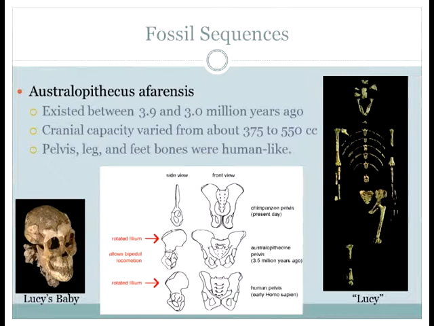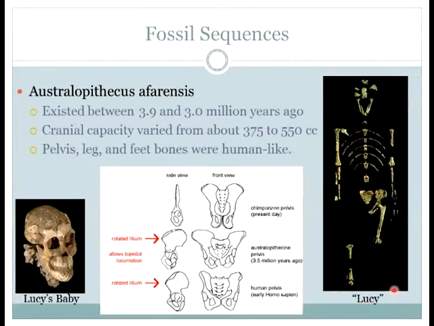So let's take a look at the first one we're going to look at, and that's Australopithecus afarensis. Australopithecus afarensis is considered to be an ancestor of ours. You can see here that Australopithecus afarensis existed roughly between 3.9 and 3 million years ago. We have a cranial capacity, which is essentially the size of the skull and the brain case. That would be from 375 to 550 cubic centimeters.